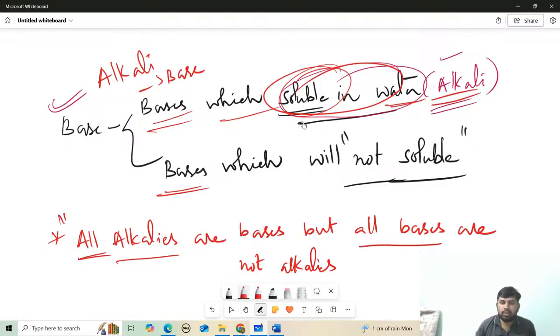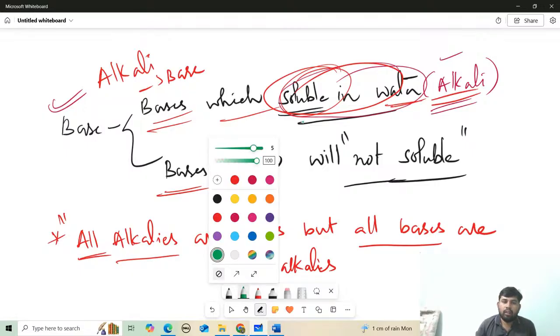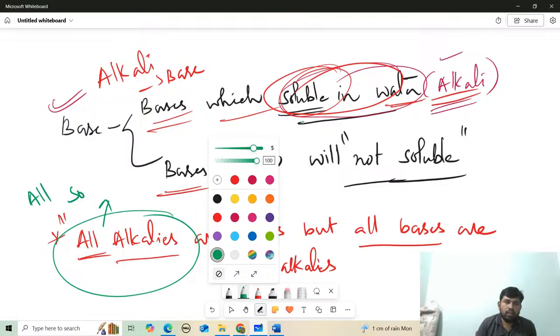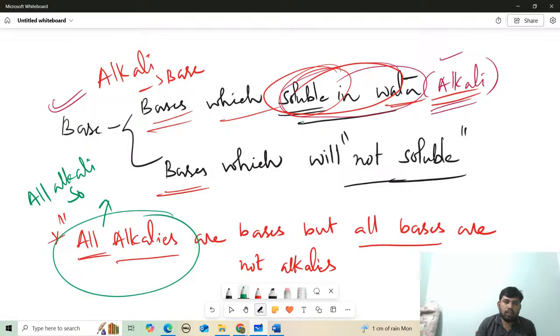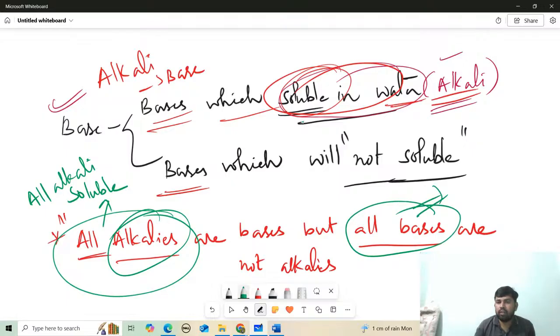Try to understand what I'm saying. Whatever alkalis are there, they are bases. All alkalis are soluble bases. That's why only they have given the name alkalis. Similarly, all bases are not soluble. Which are soluble, for them what did we give, sir? We gave the name alkalis. Try to understand. Sometimes this statement is given: justify the statement. All alkalis are bases, but all the bases are not alkalis.